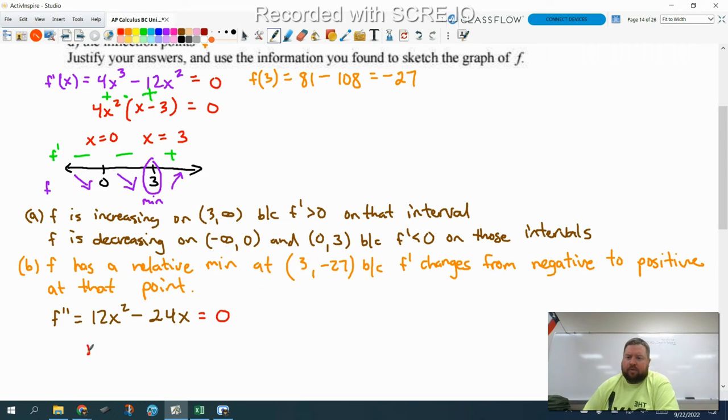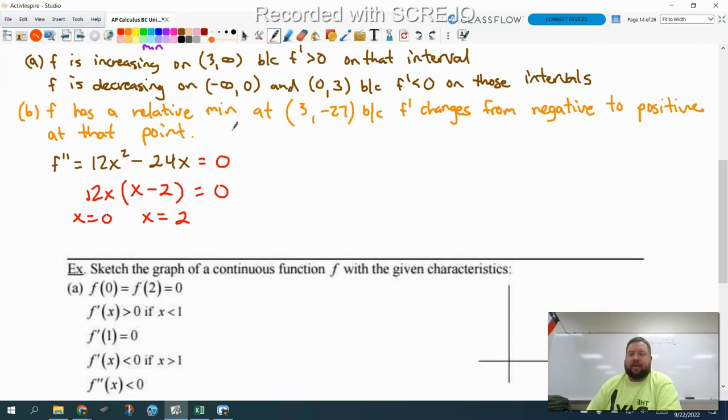I can factor out a 12x. That'll leave me with an x minus 2. And so I get possible inflection points at x equals 0 and x equals 2. Again, not going to refer to those as critical points because they are not critical points. They are possible inflection points. So another number line, 0 and 2. This time we are going to plug stuff into the second derivative, and this will tell us stuff about f.